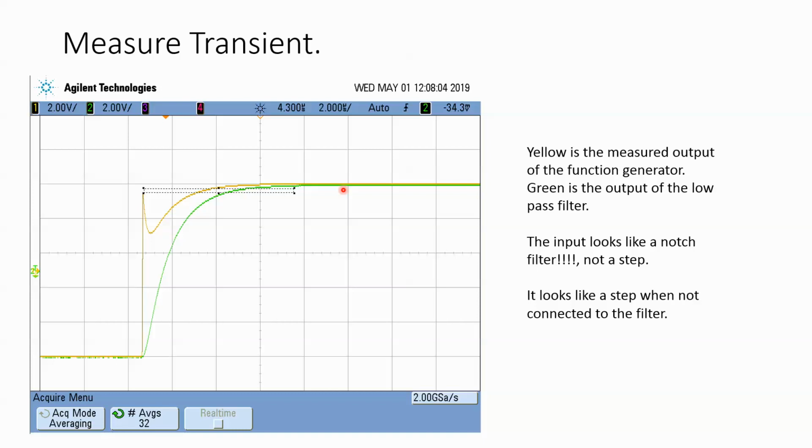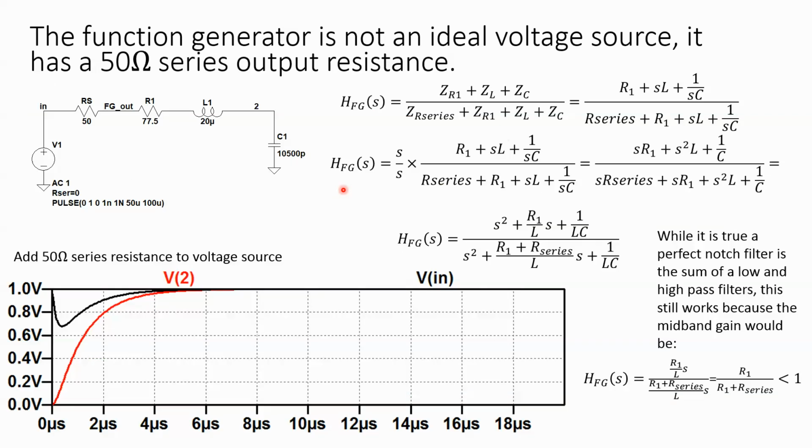I thought about it, pulled my hair out, and realized that the function generator has 50 ohms series resistance. So I changed the circuit, and this FG is the function generator out. That's really what's going on in the circuit, what's really being fed in. When I simulated that, lo and behold, there was my notch filter, but it didn't make sense.